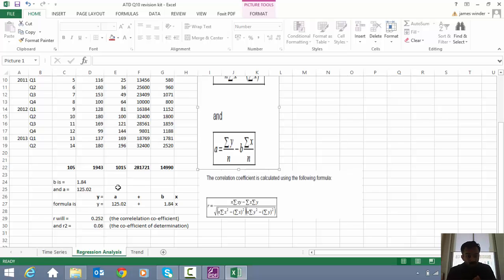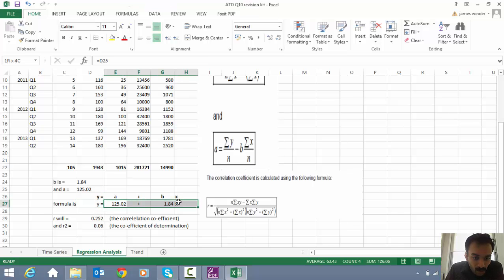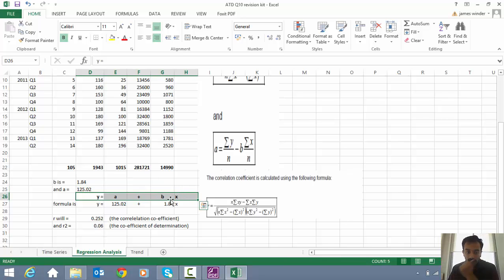Now, what does this mean? What do a and b stand for? Yes, we did say intercept and the slope, but effectively, once you've got these numbers, we put them into a mathematical equation for a line wherein we are able to predict sales.